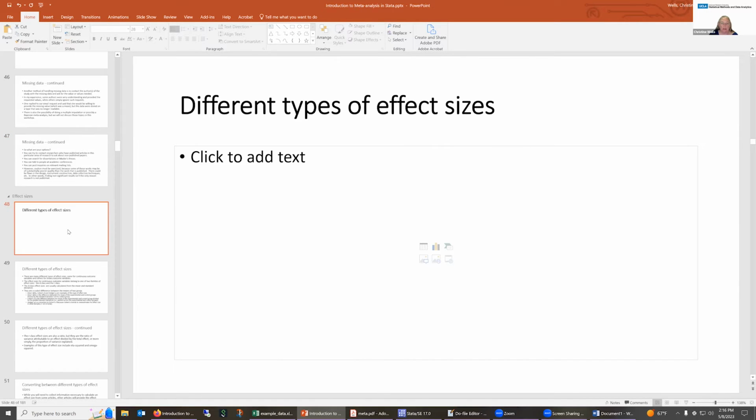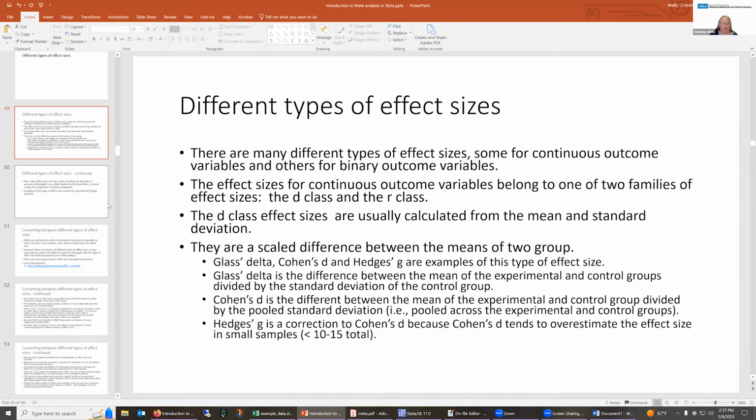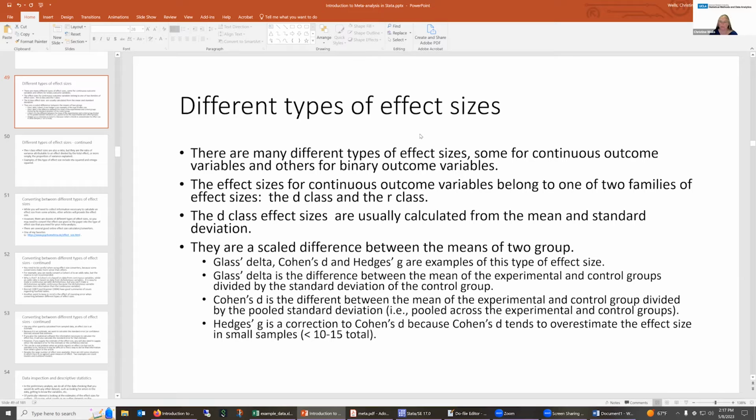All right, we need to talk about different types of effect sizes, and there's lots of them. There's actually books that talk about the different kinds of effect sizes. It's super cool. Some of them are for continuous outcome variables, others are for binary outcome variables. If you look at the Stata blog, Stata's got its own blog page, and if you look back, I forget how far back it is now, but they talk about R and D effect sizes, the R class and the D class effect sizes. Super cool, easy to read, very interesting. Have a peek at that when you can.